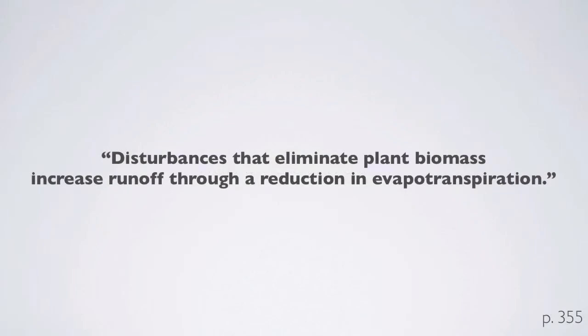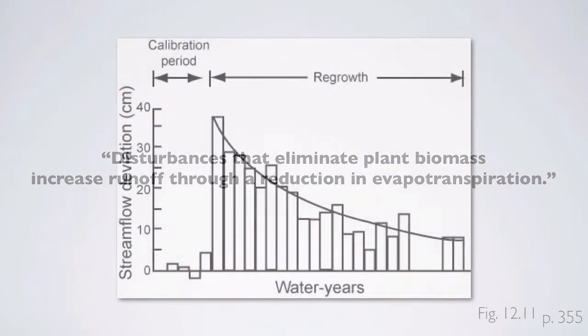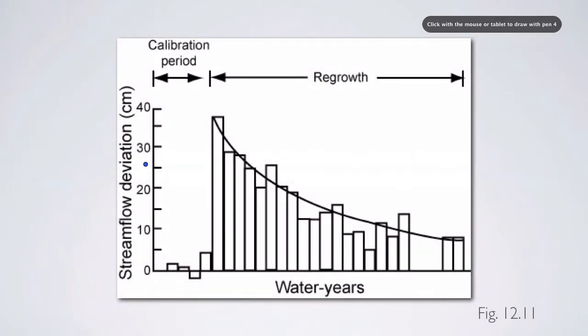There are also patterns to water and energy exchange with succession. Disturbances that eliminate plant biomass increase runoff through a reduction in evapotranspiration. This has been shown in forestry systems relatively well. This is time on the x-axis, and just think of this as years, and on the y-axis is stream flow. In this case, it's stream flow deviation, which is how much more or less compared to a base year or an average.